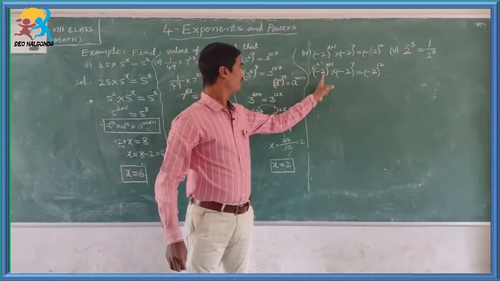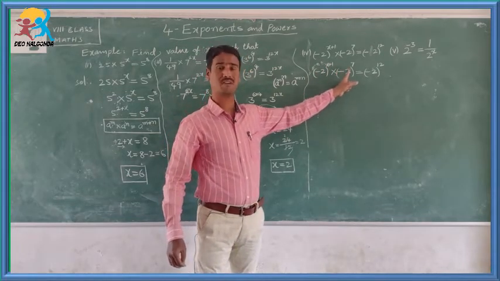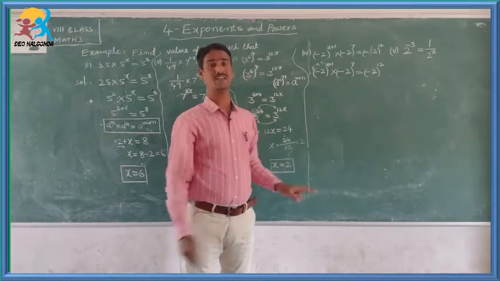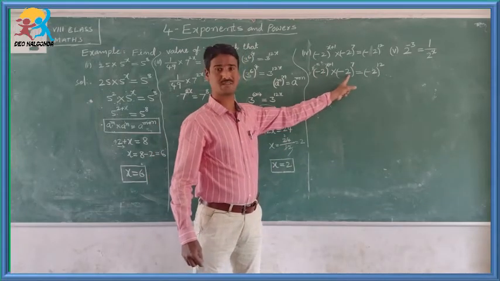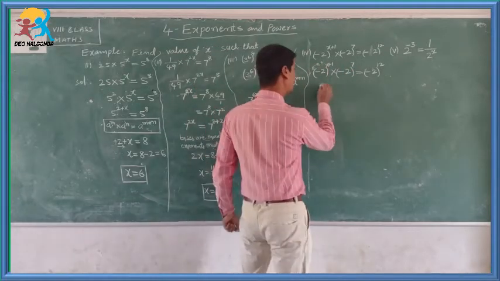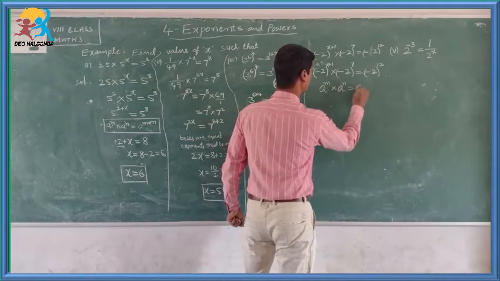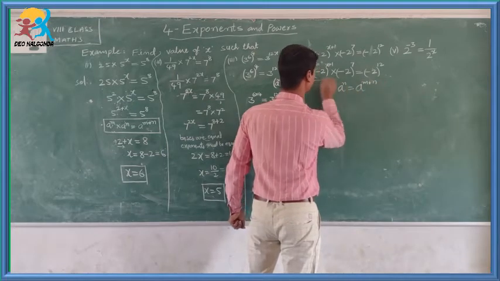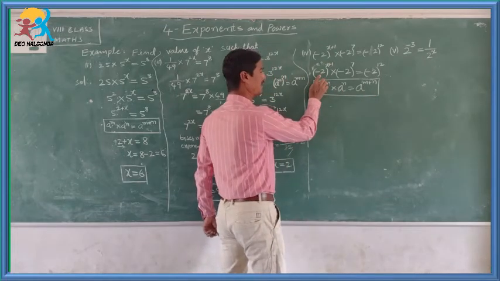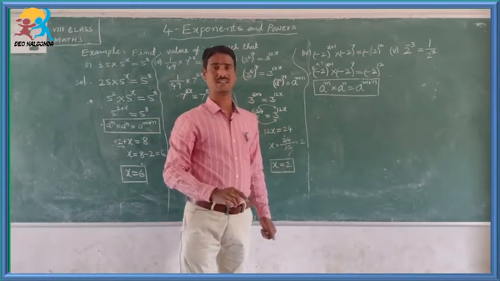Here the powers are (-2) to the power of x plus 1 into (-2) to the power of 7. When we multiply two powers with the same base, minus 2, the exponents should be added. So the formula is a^m into a^n equals a^(m+n). Better to remember like this: when two or more exponents are multiplied with the same base, exponents should be added.